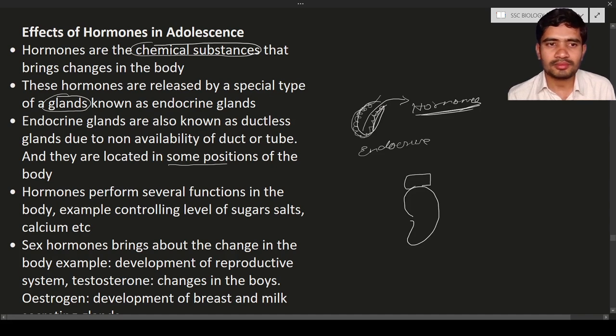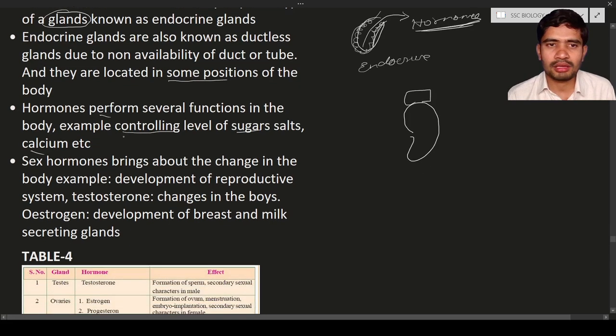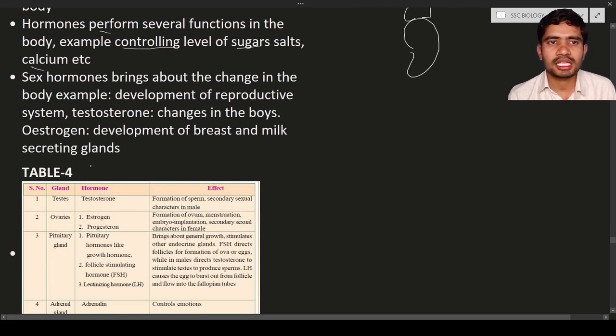Next is the hormone. It is going to perform several functions in the body, like controlling the level of sugars, salts, calcium, etc. These are all important functions done by these hormones. Next, the important thing is about bringing the changes in adolescence, that is, sex hormones.